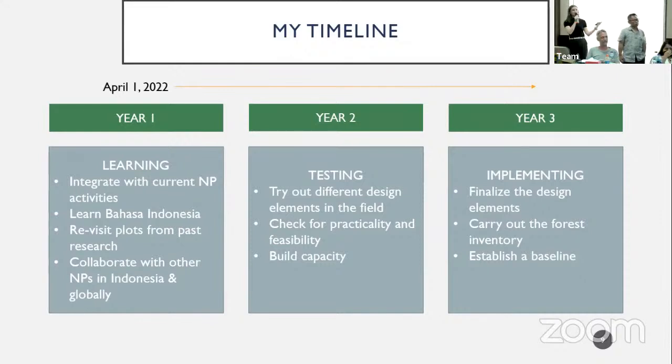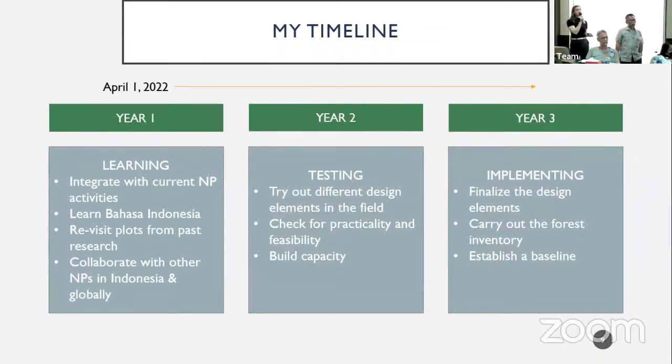For year 2, I envision that it will be all about testing it out, right? So we've learned, we can have a plan, and let's go into the field and let's try. Checking for the practicality and feasibility. It's a very mountainous area in the park. So being able to make sure that we're not being too ambitious, and that we're actually working within the capabilities that we have is very important. And also building my own capacity and meeting the people who have great knowledge that can be used for this.